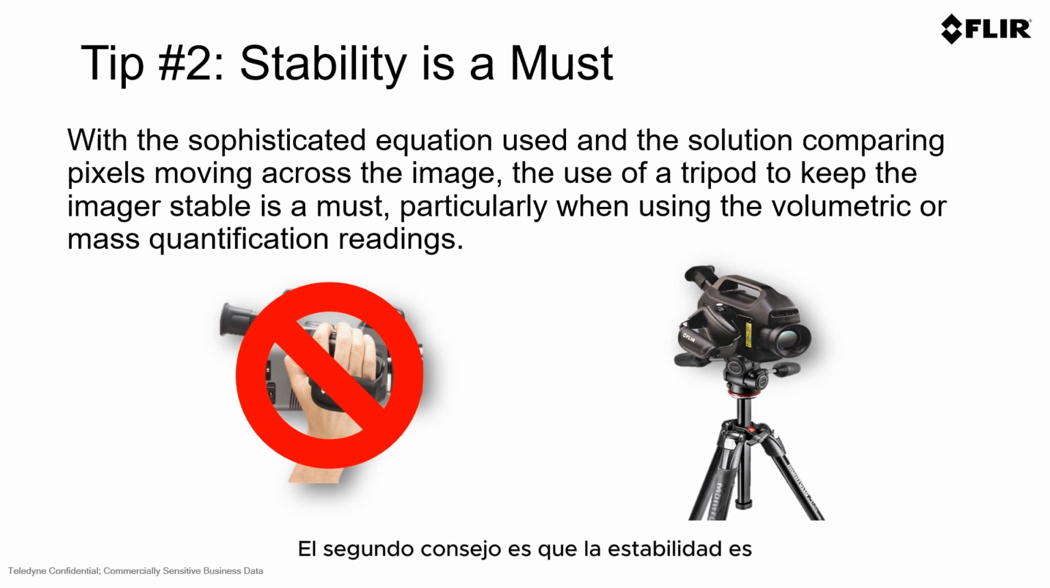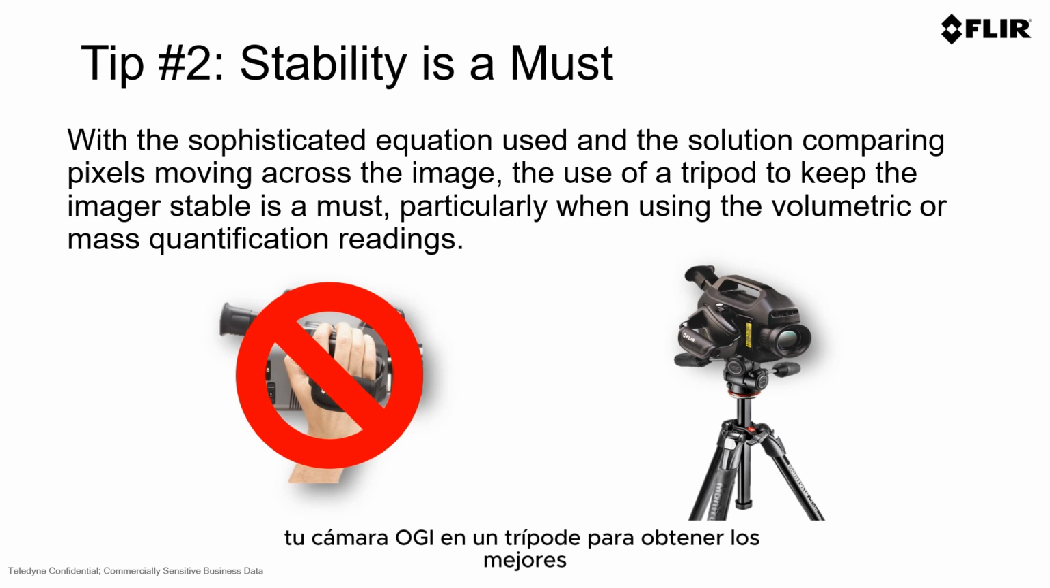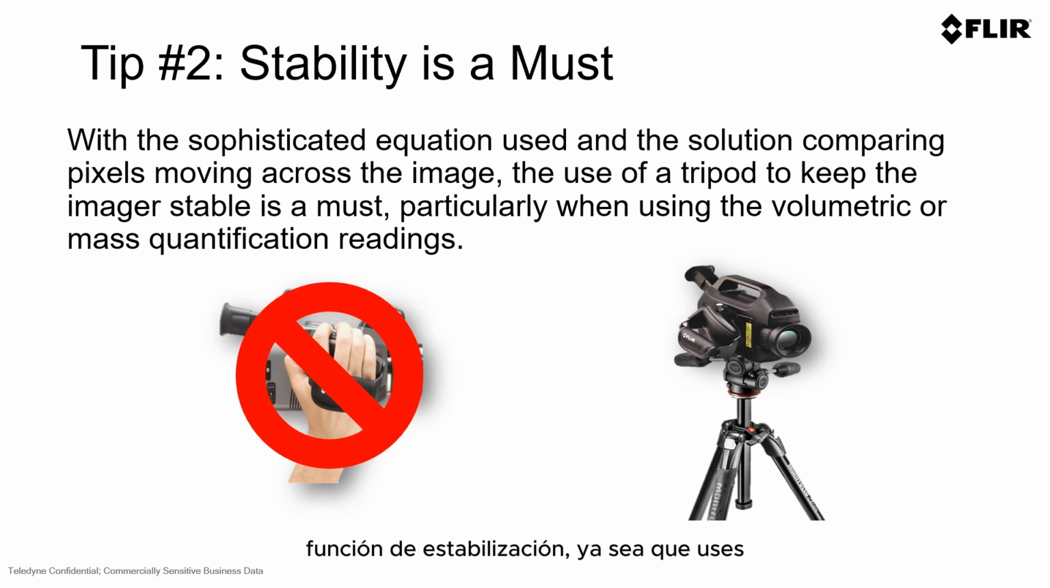The second tip is that stability is a must. Even with the new QOGI stabilization feature in the QL320, you want to ensure that the video you have is as stable as possible. With QOGI, you do need to use your OGI camera on a tripod to get the best results. With the new stabilization feature, whether you use a monopod, a tripod, or even handheld, you need to ensure that the camera is as still as possible.